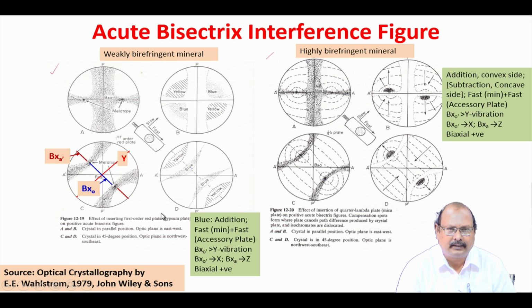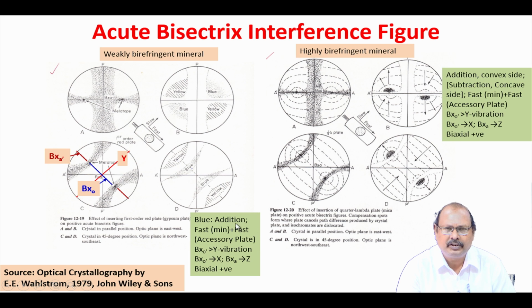Now, if you insert an accessory plate, the first order red plate, and in this particular case you see blue on the convex side, shown here in blue, and yellow on the concave side, how do we explain this change in interference color? As we know, when you see blue, that essentially represents that an additive effect has taken place.